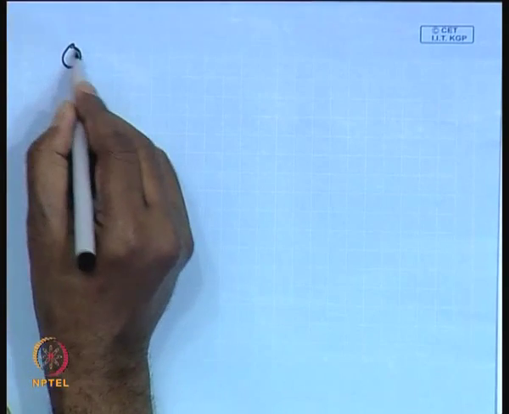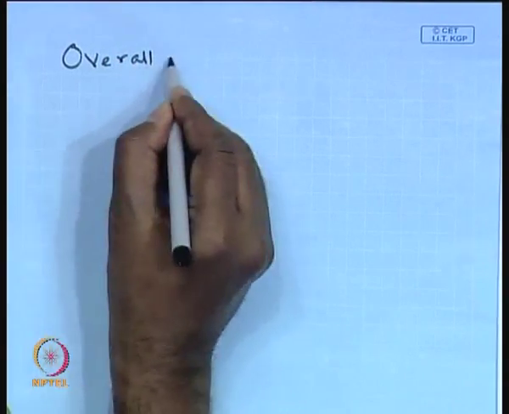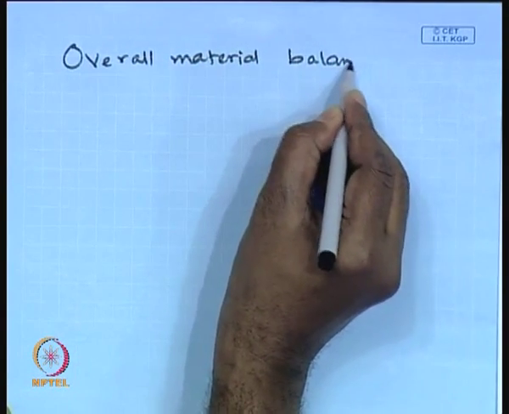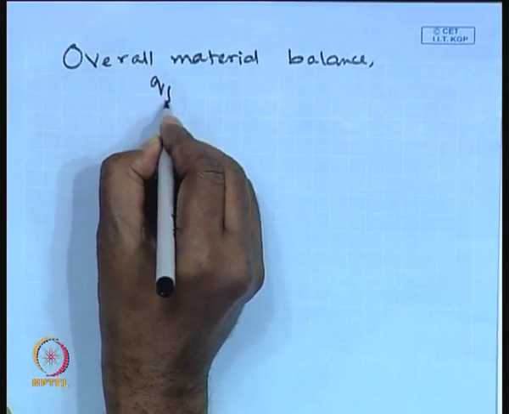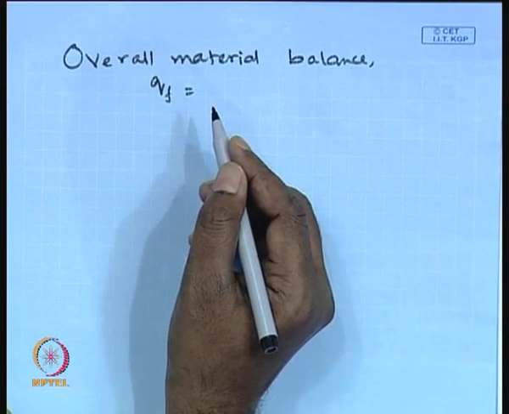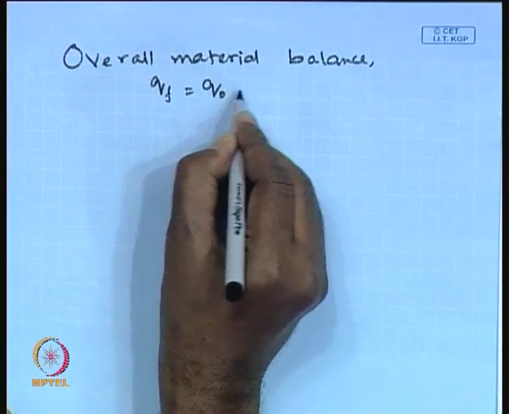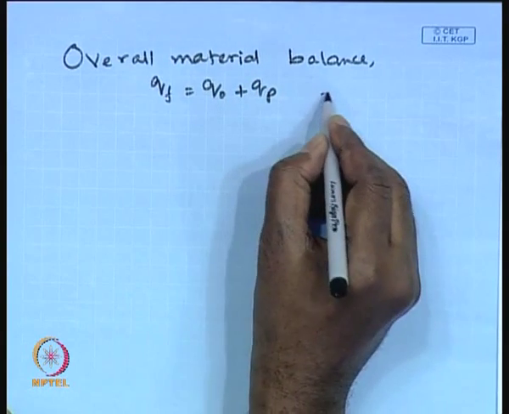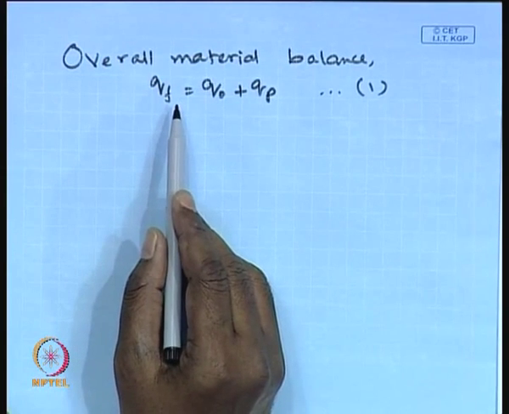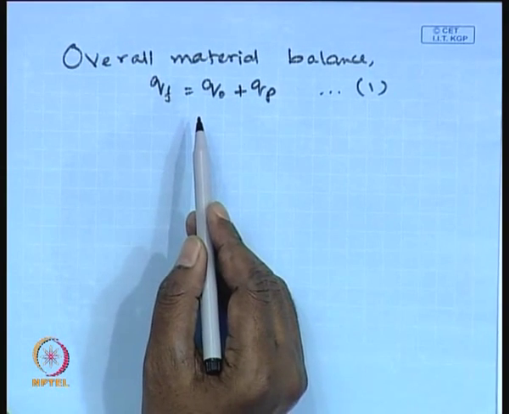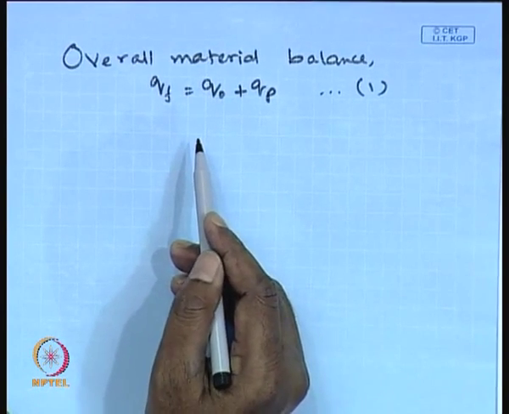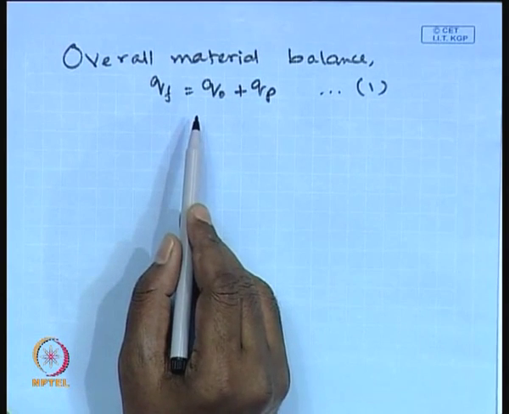Let us write down the overall material balance. The total flow rate going into the system will be the total flow rate going out of the system, Q naught plus Qp. This should be multiplied with the density of each stream so that it becomes kg per unit time, but we are assuming that the density of all the streams is more or less constant. So, QF is equal to Q naught plus Qp.